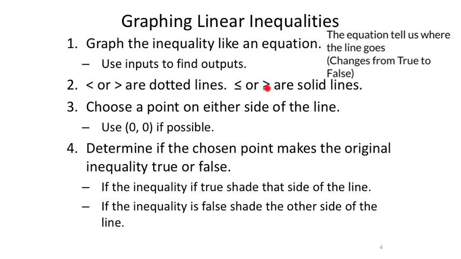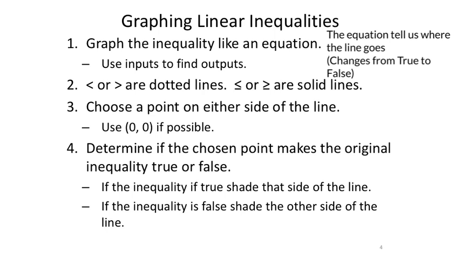So if we do not see that equal part of our less than or equal to or greater than or equal to symbols, then we have to use the dotted line. Okay, so after this second step, now we see on the graph a line, and maybe it's dotted, maybe it's solid, but we know at least at this point what kind of line it is. Steps 3 and 4 will help us to know which side of the line to shade on.